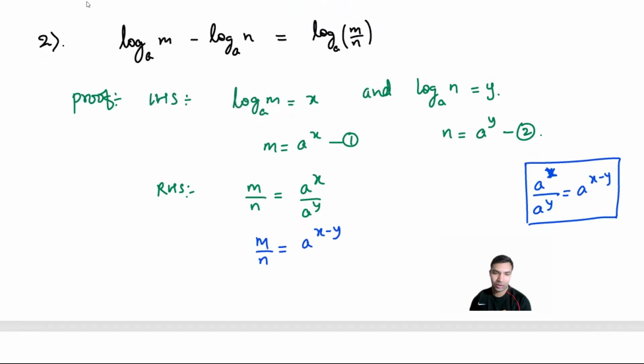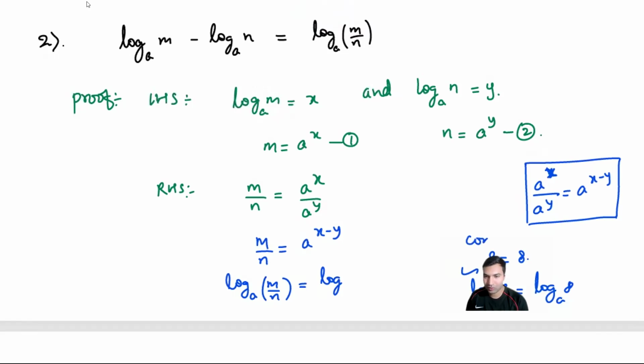Now take log a both sides. Log a of m over n. I can do that, right? To the same base, it will remain the same. So this is for the fact that if 8 is equal to 8, then log of 8 to the base a will be the same as log of 8 to the base a, isn't it? So I can write like this for any positive number. Okay, so this is the concept behind this. All right, so this becomes a to the power x minus y and to the base a.